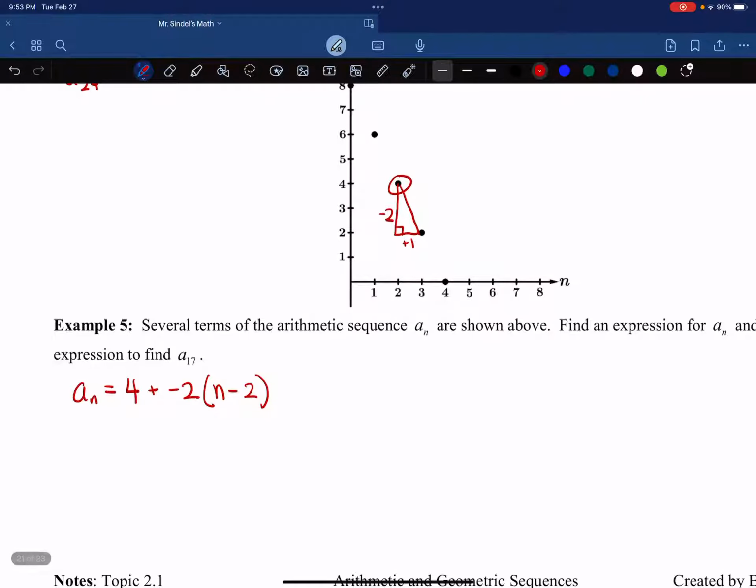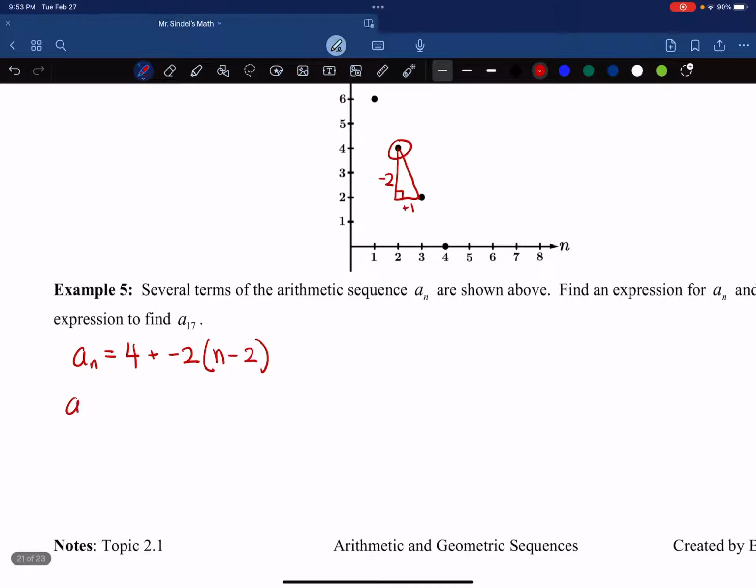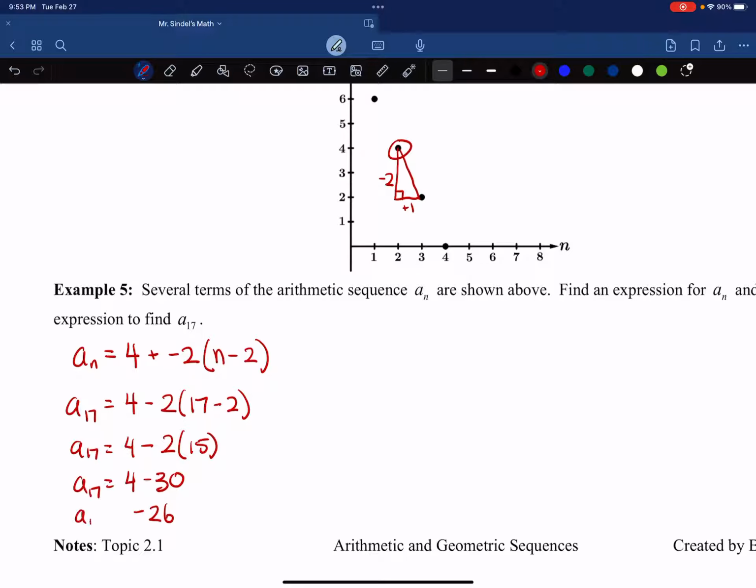And I'm going to use this now to find the 17th term. I'm going to say a sub 17 is equal to 4 plus, not really plus, is it? It's subtract 2 times 17 minus 2. Okay, this is going to be 2 times 15. And this is going to be 4 minus 30, which is going to be negative 26. So the 17th term here is negative 26.